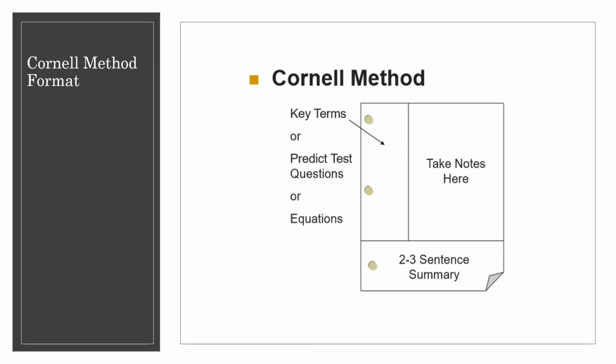We're going to look briefly at the Cornell method format. As you see, on the left-hand side, you have key terms or predict test questions, or if this was a math subject, equations. Then on the right side, that's where you would take your notes. And at the bottom of the page, that's a 2 to 3 sentence summary of what is discussed on that particular page.